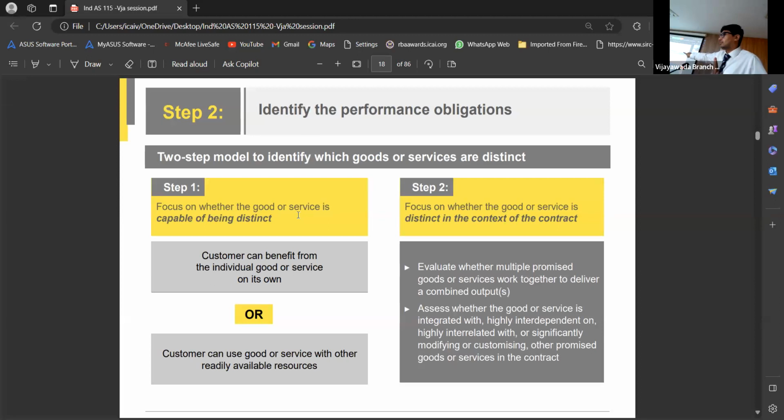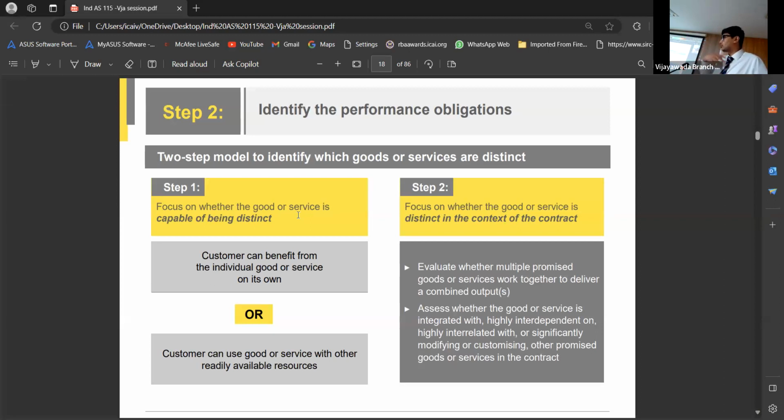Step one, mostly if I go with one level, you can always say I can get design done from someone, construction done from someone else. We might come to that view. Quite possible also. That is where in step two we need to see what is the context of the contract?